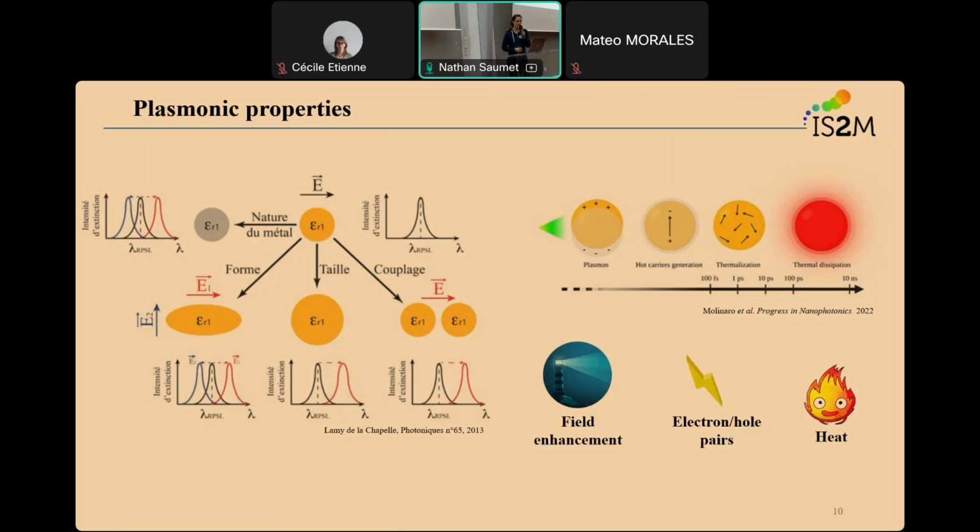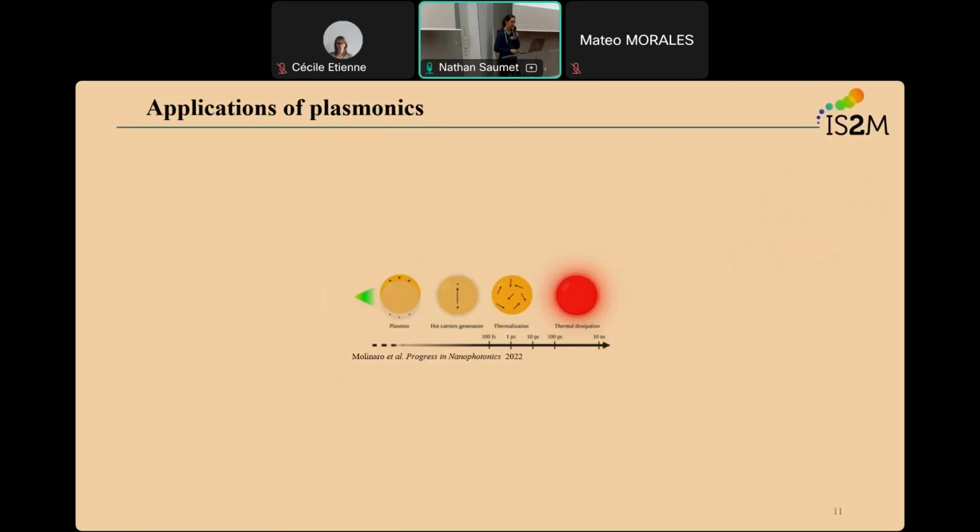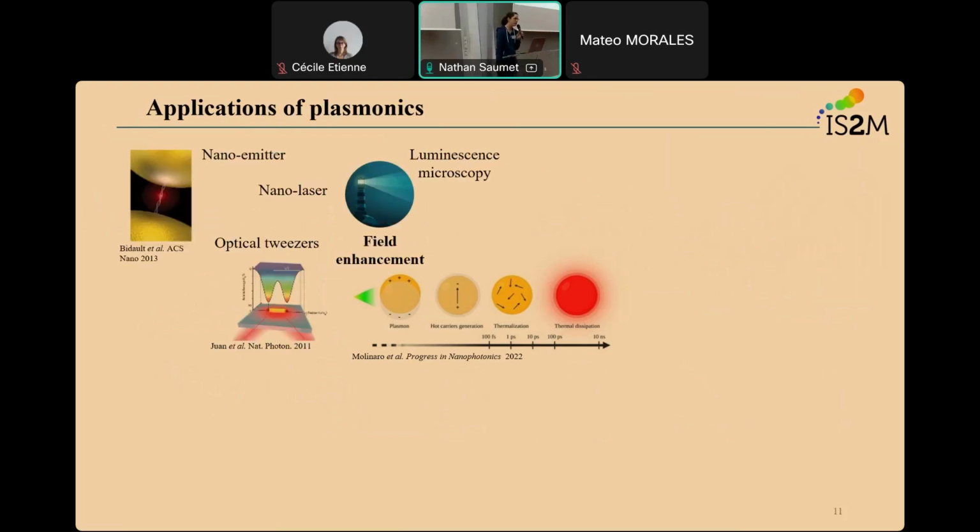So from these particles, we can expect a strong field enhancement. So it's what I described before. We expect electron-hole pairs, which can be used, and heat. And all these effects find many applications in plasmonics. If we look at what we can do with the field enhancements, we can do luminescence microscopy based on gold nanoparticles or other nanoparticles. We can create nanolasers, nanoemitters, if we put a fluorophore at the right place, close to a nanoparticle. And due to the strong field enhancements, we can create optical tweezers to trap any objects, so nano-objects around the nanorods, for example.